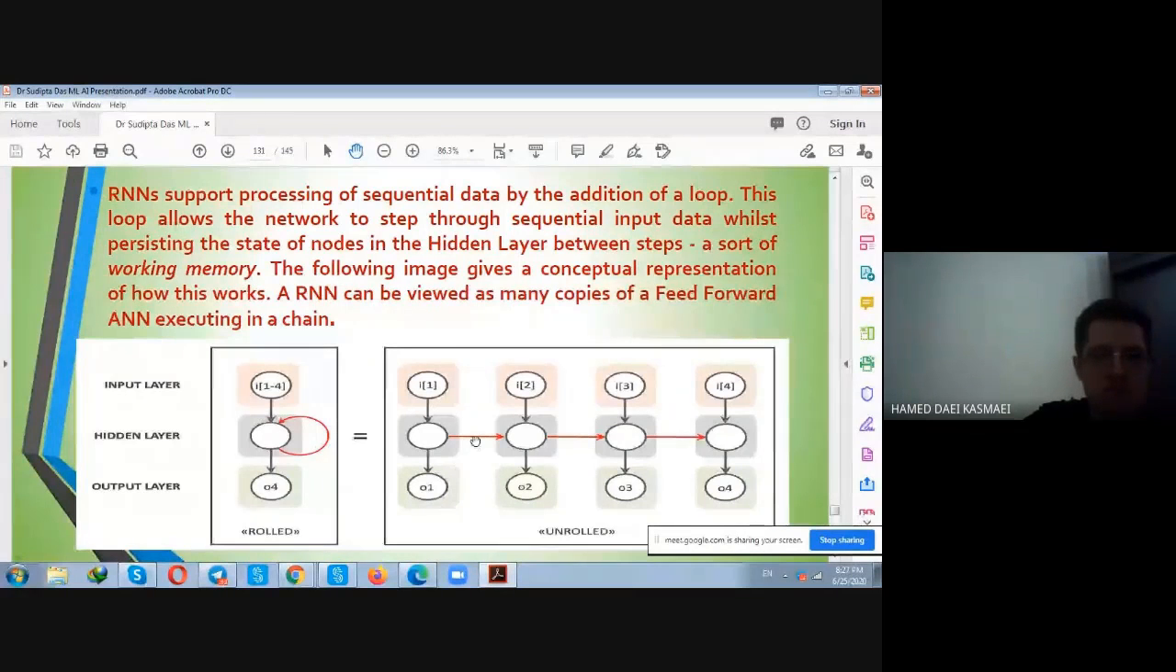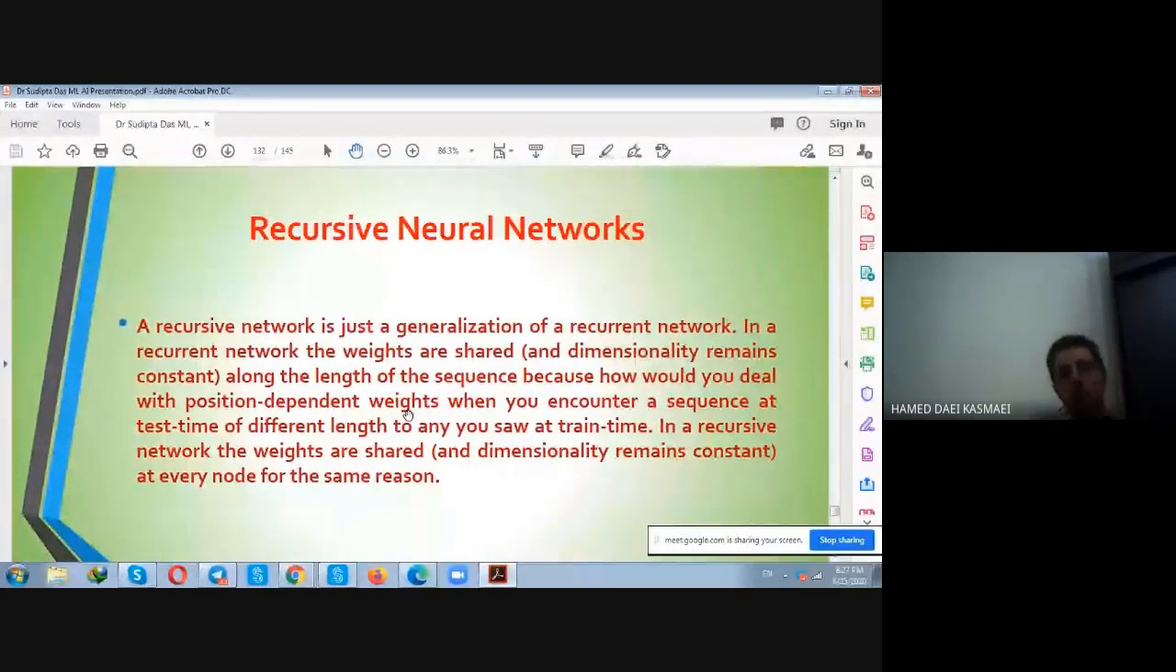Okay, so recursive neural networks are really similar to this, but with a difference. A recursive network is just a generalization of a recurrent network. In a recurrent network, the weights are shared and dimensionality remains constant along the length of the sequence, because how would you deal with position-dependent weights when you encounter a sequence at test time of different length to any you saw at train time.